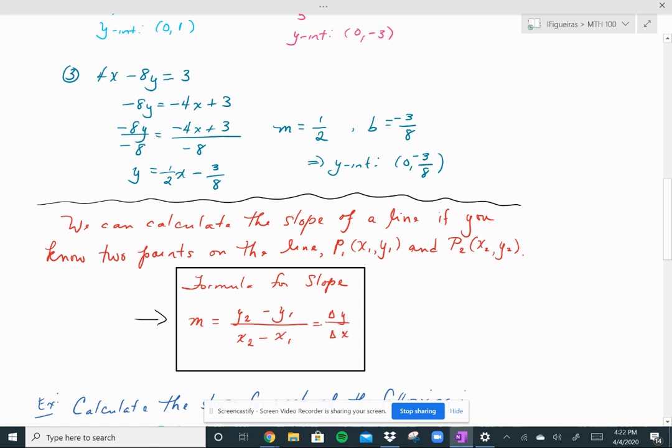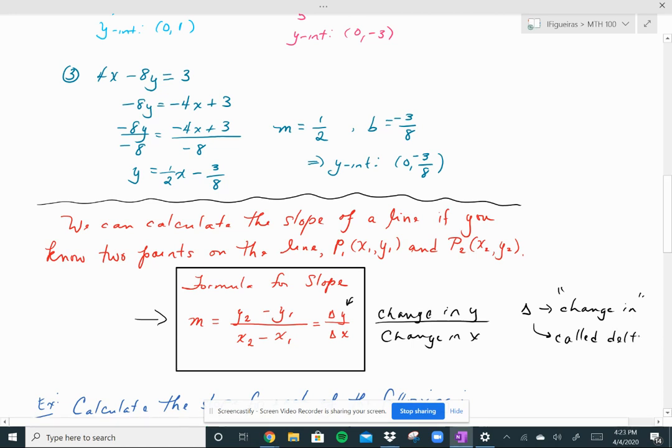An abbreviation for what we just wrote here is what you see here on the right. This is read as change in y, divided by change in x. So that little triangle you see instead of the y, this means change in. It's a Greek letter called delta. This is called delta.